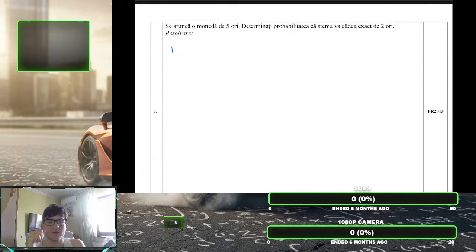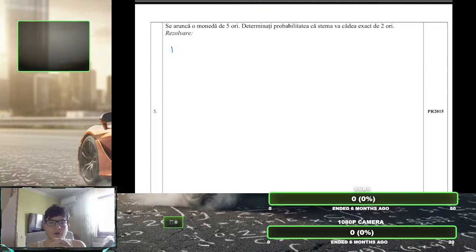Okay, so to do this, obviously m divided by n. Total number of cases, what is that? Well, there are 2 sides, and you throw it 5 times, so it's 2 to the power of 5, I remember this. So this is 32, total number of cases.